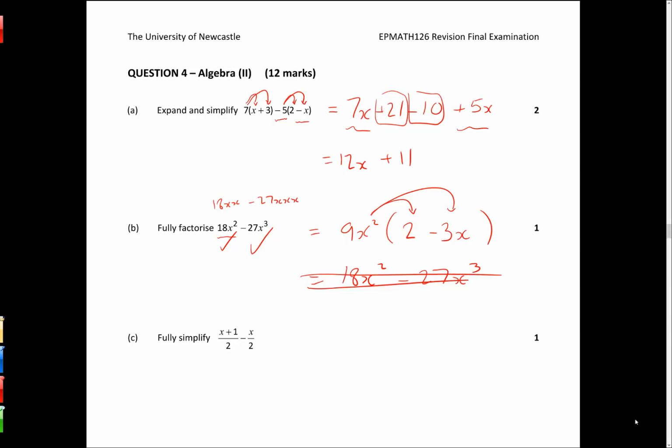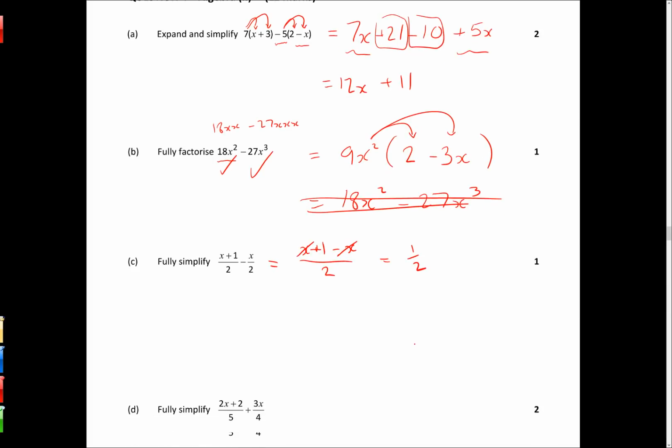Alright, back to it. Now we need to fully simplify this fraction. Now, we know with plus and minus of fractions, we need a common denominator. And here we're pretty lucky, we've already got one. So the common denominator is 2, and we do what it says to do on the top. It's got an x plus 1, and then we're subtracting an x. Alright, so I can see an x minus x on the top, so they cancel each other. All I'm left with is a half.